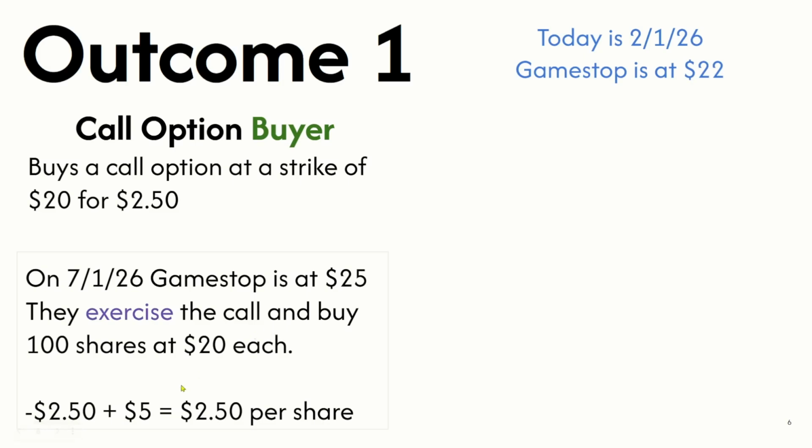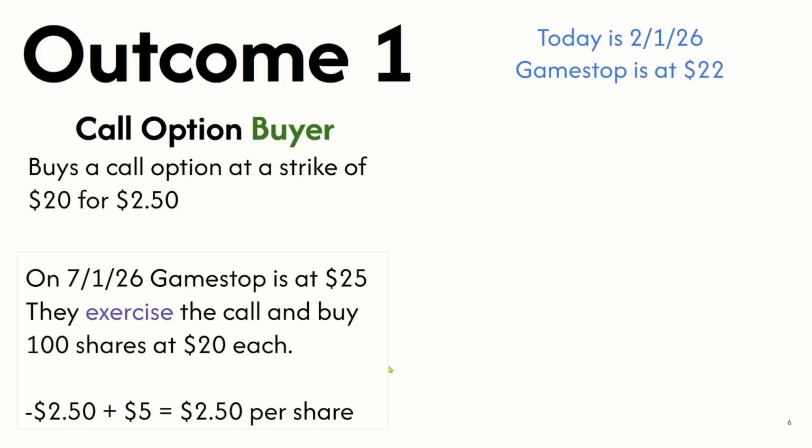So we made $5 on that transaction. We paid $2.50 up front. Then later on we made $5. So we made $2.50 per share on the option. And it's with 100 shares, so that would have been $250. Now, this is just our side of this contract.